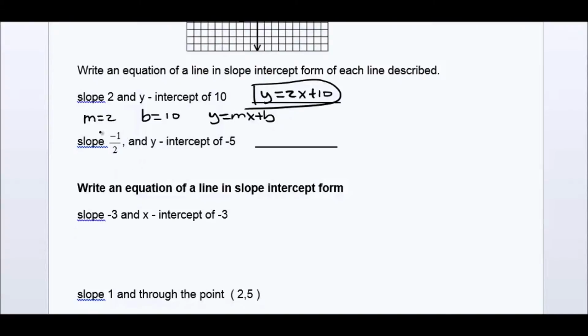Okay, so now that we've done one example, you could do the next one without having to label your slope and y-intercept. So your equation is y equals negative 1/2 x plus negative 5, which is just minus 5. Okay, that's it.